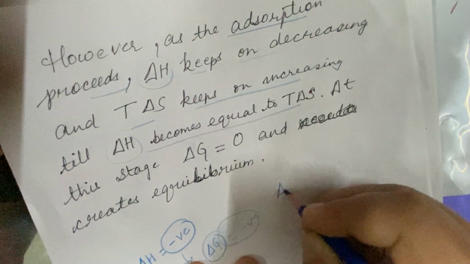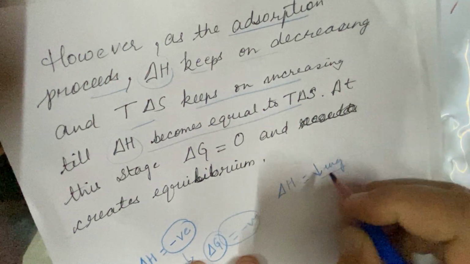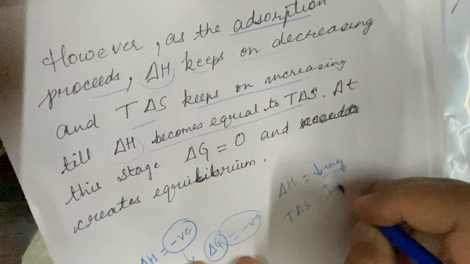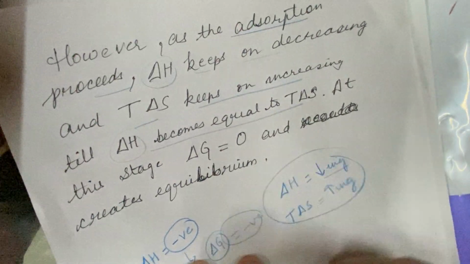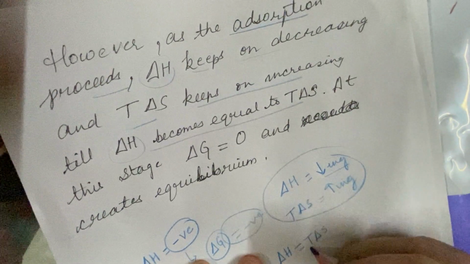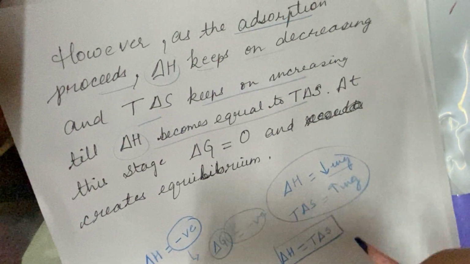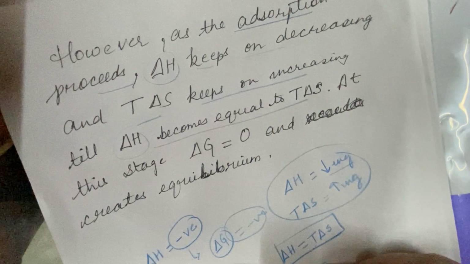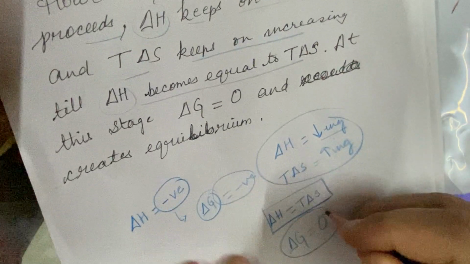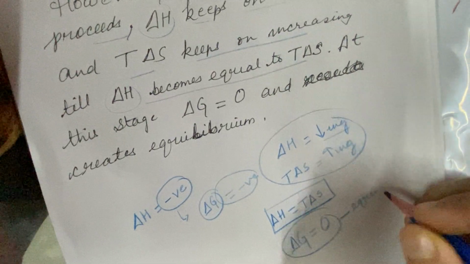So what is happening? The value of delta H is decreasing. When this is decreasing, the value of T delta S is increasing, and this is happening till the value of delta H becomes equal to T delta S. And when this happens, we'll say that the value of delta G becomes equal to 0. And when delta G becomes equal to 0, then we'll say equilibrium has been attained.